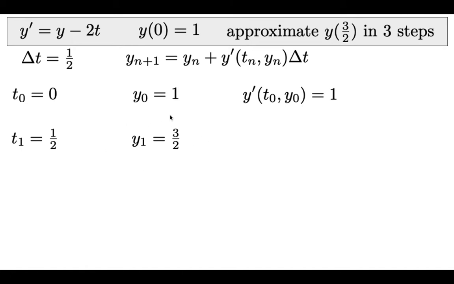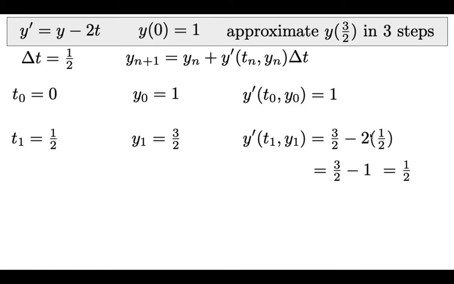So using these points, we are going to plug them in to our differential equation and find that y' at (1/2, 3/2) is equal to 3/2 minus 2 times 1/2. And 2 times 1/2 is 1, and so 3/2 minus 1 is 1/2. And so moving to our next point, t1 is going to be increased by our step size of 1/2, so 1/2 plus 1/2 is 1, so t2 is equal to 1.